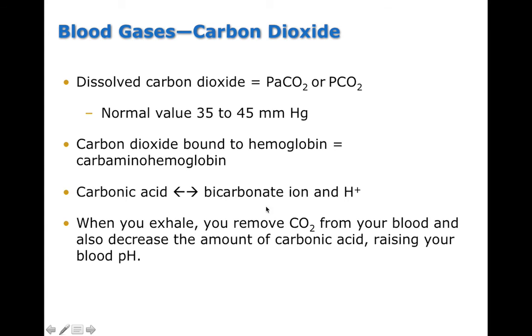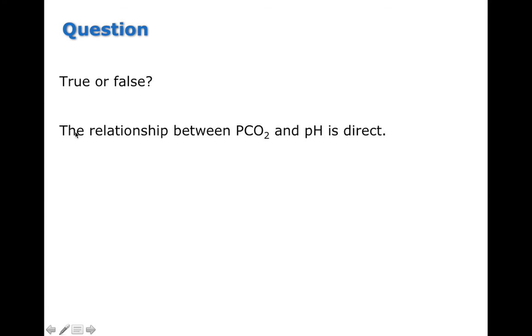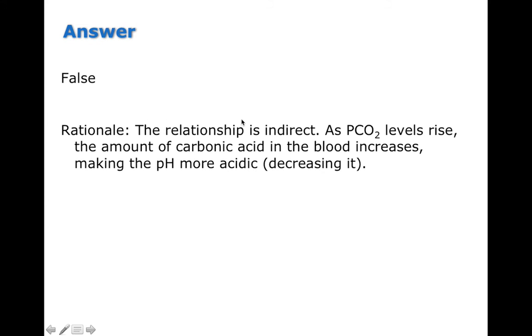In fact, bicarbonate ion also serves as a nice little pH buffer. So although you're making acid in your blood when CO2 levels rise, you're also turning that into a buffer which helps to stabilize blood pH. So true or false here, the relationship between pCO2 and pH is direct. Is it true then that if your CO2 levels rise, your pH would rise? And that's absolutely false, right? It's indirect. So as pCO2 levels rise, the amount of carbonic acid in the blood increases, then dissociates into hydrogen ion, which makes your pH more acidic, which actually decreases it. So they're actually indirectly related.